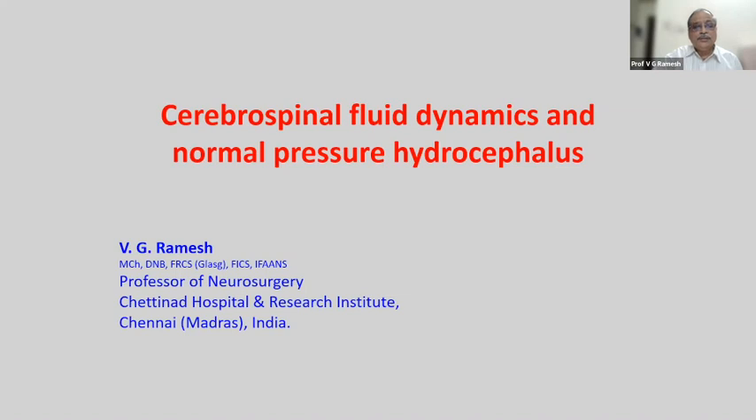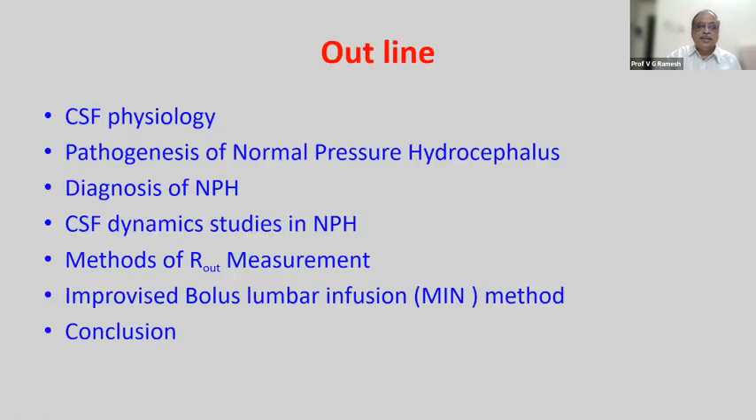It is especially useful in conditions which affect the CSF dynamics, like normal pressure hydrocephalus, post-meningitic hydrocephalus, post-traumatic hydrocephalus, and also idiopathic intracranial hypertension. These are the disorders of CSF dynamics. So investigation of CSF dynamics will be helpful in elucidating the severity and the type of treatment in these conditions. I will place my lecture on these subtopics.